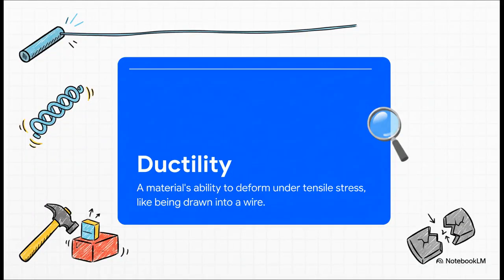The absolute classic example here is taking a chunk of metal and pulling it into a super thin wire, like the copper we use in all our electronics. A ductile material doesn't just snap when you pull it. It stretches, it thins out, it deforms. This property is precisely what lets us form a paperclip in the first place.